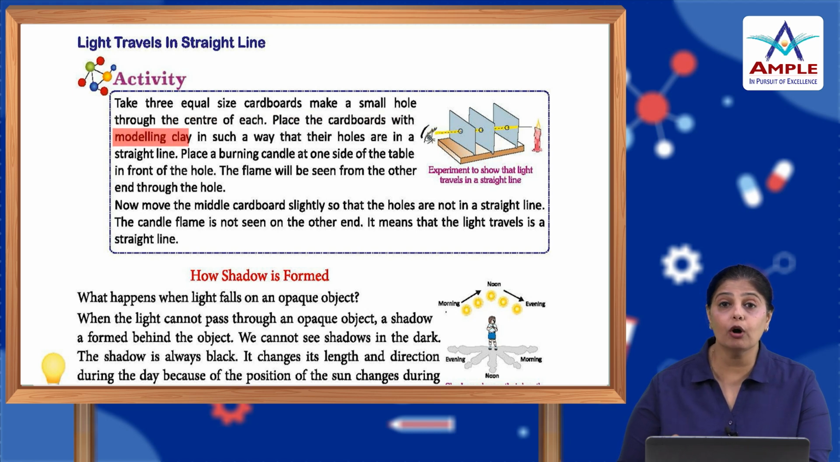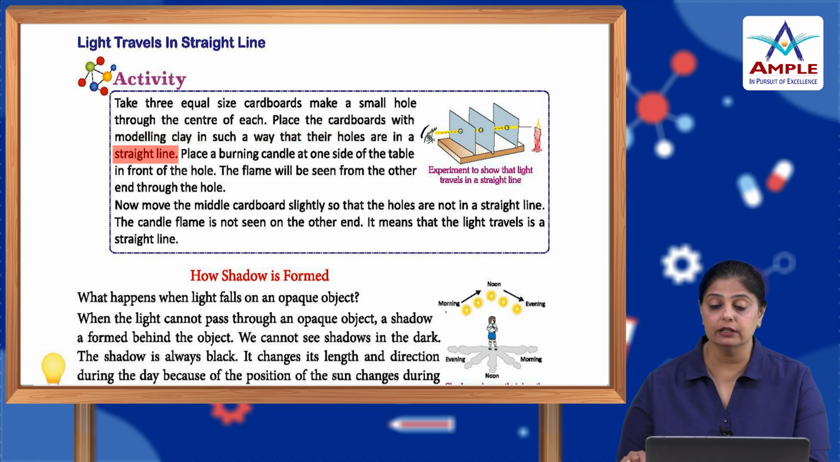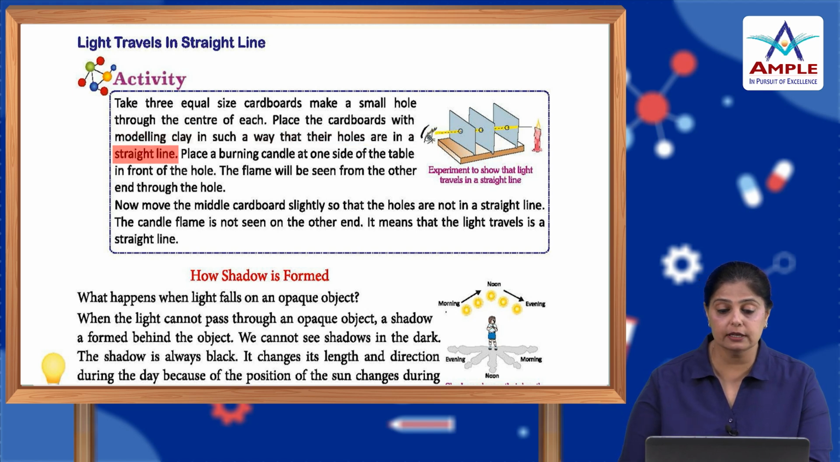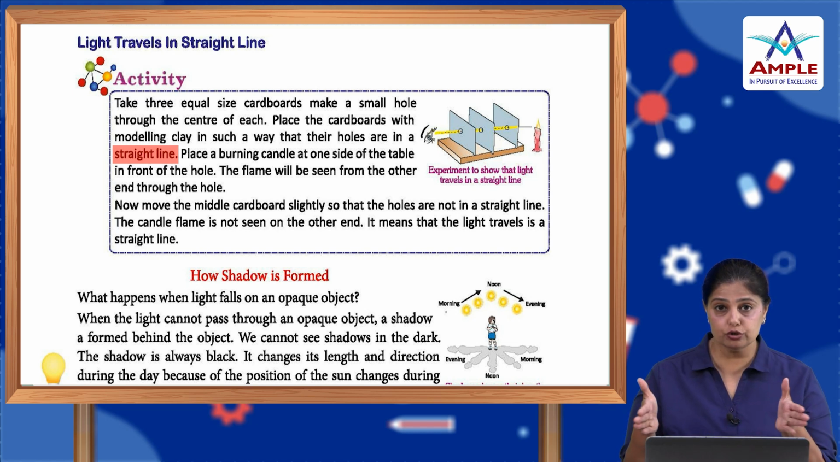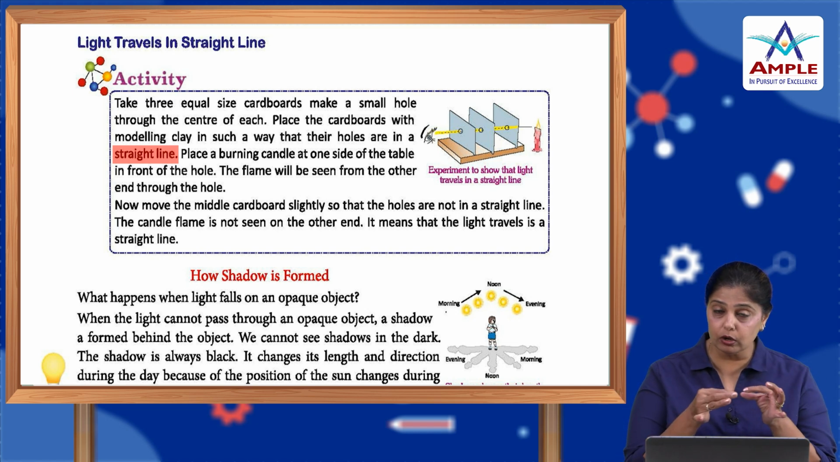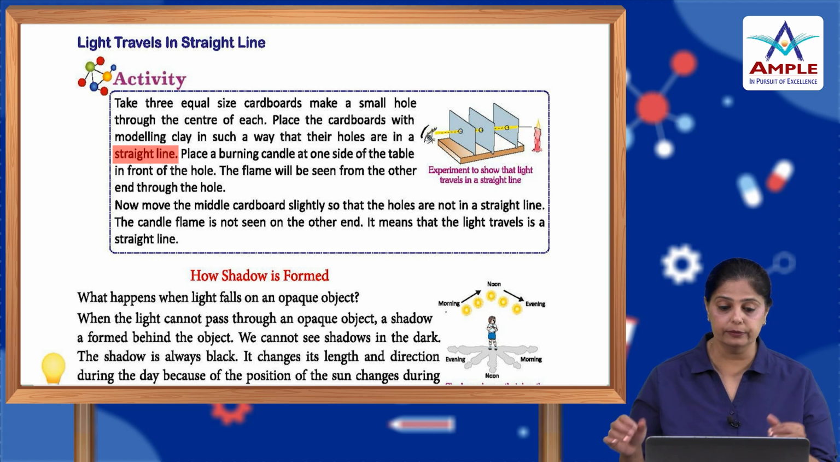Place the cardboards with modeling clay in such a way that their holes are in a straight line. So you have to first take 3 equal size cardboards, and then in the center of the cardboard you have to make a hole, one hole, and then join the cardboards with the modeling clay in such a way that their holes are in a straight line. All the 3 holes should be in the straight line.